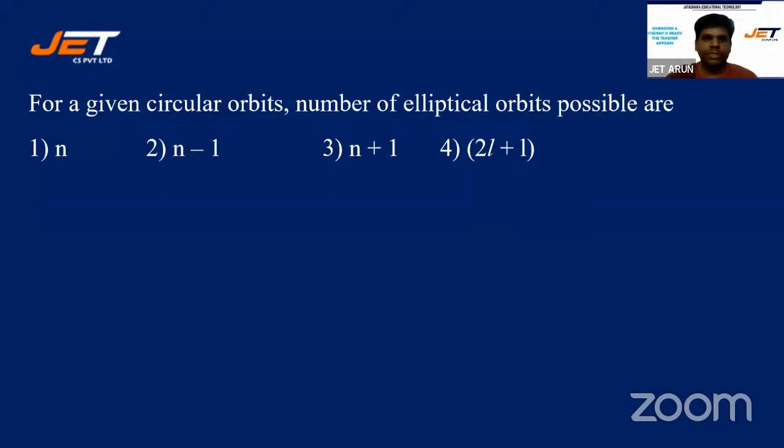For given circular orbits, number of elliptical orbits possible are n, n minus 1, n plus 1, 2l plus 1. Right? Yes. So option 2. All right. Let me look at the right answers.